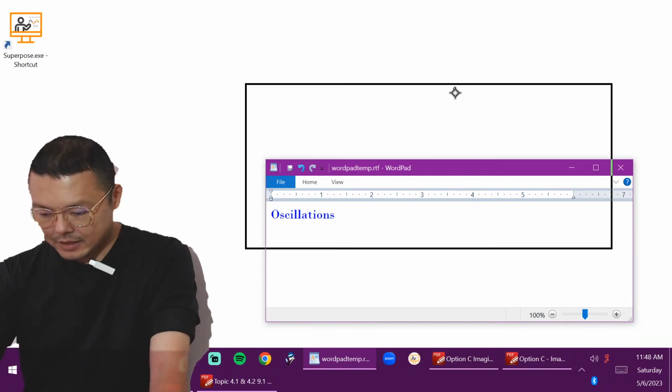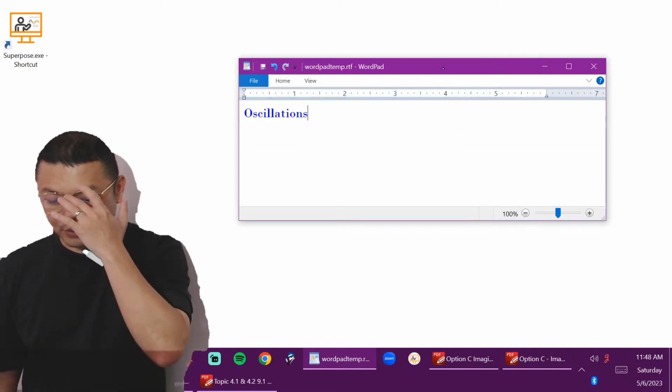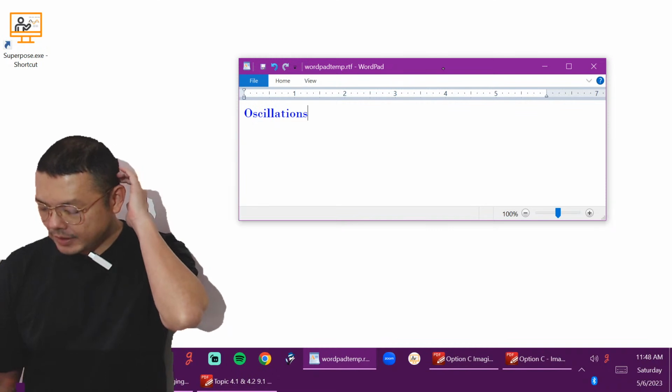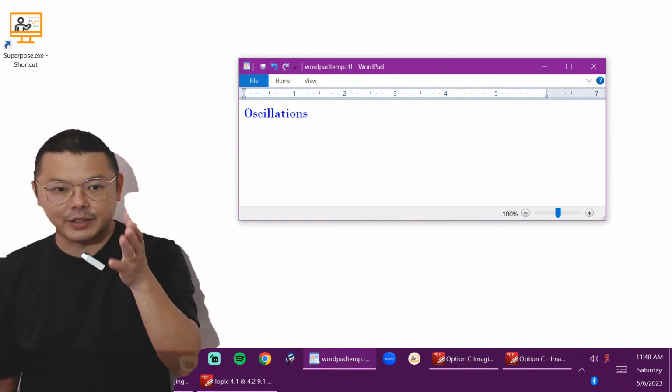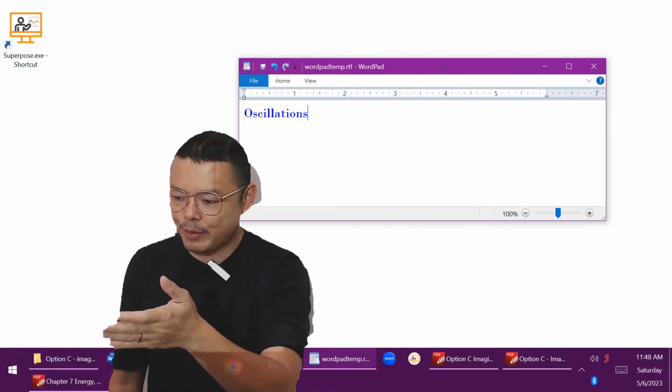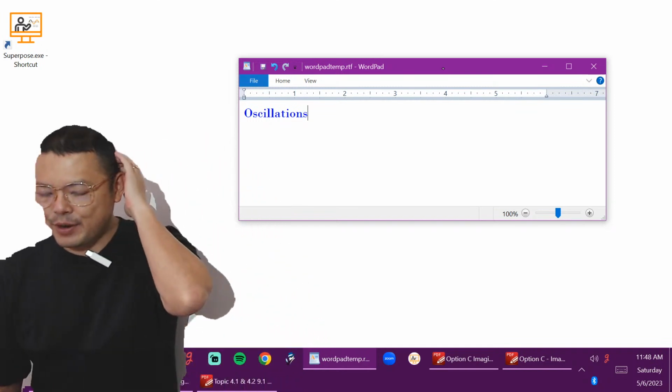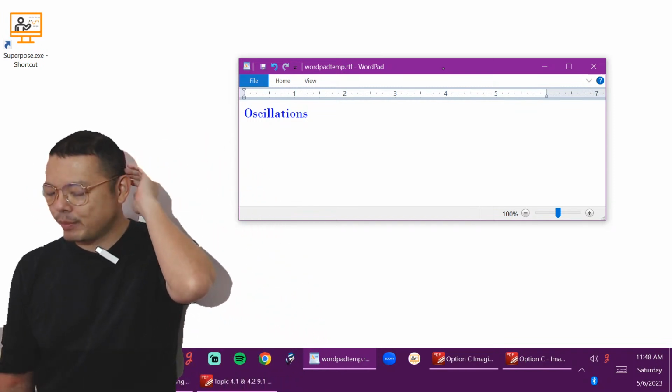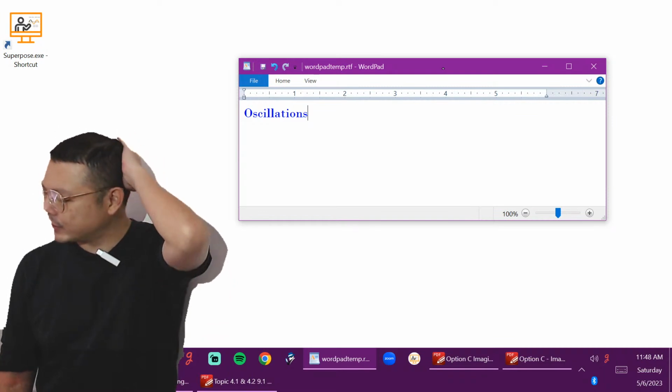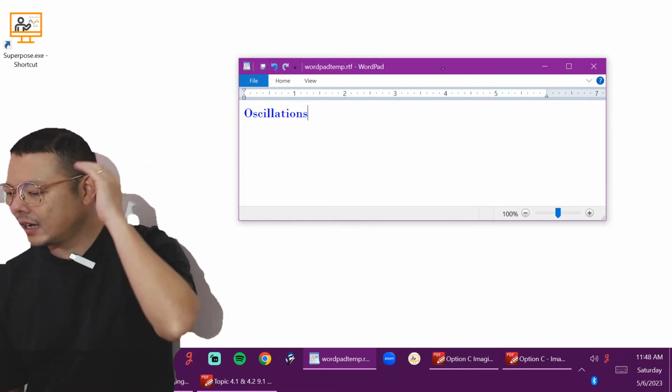Okay. Right. Periodic to and fro motion about an equilibrium point. Sorry, forgot to add that in. Periodic to and fro motion about an equilibrium point. Okay.